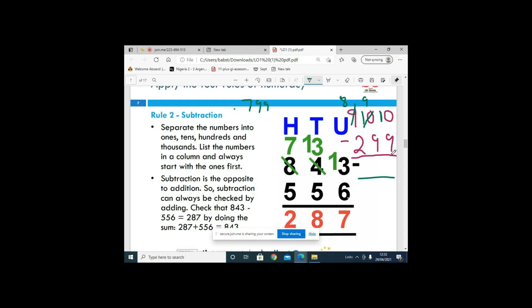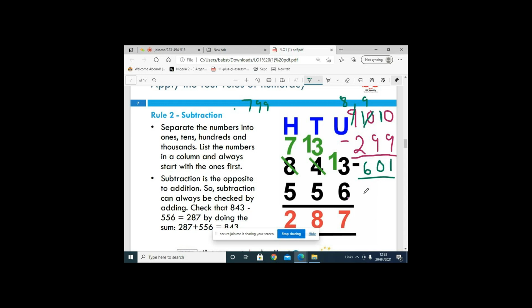So 10 minus 9, that one gives you what? 1. Then there's 9 here left. So 9 minus 9 is what? 0. Then 8 minus 2, that gives you what? 6. That's the answer. It's 601. Okay. So if you can take note of it, the recording will be available.